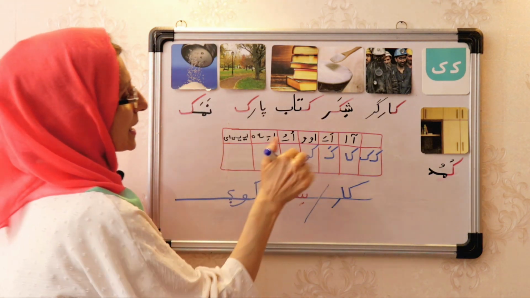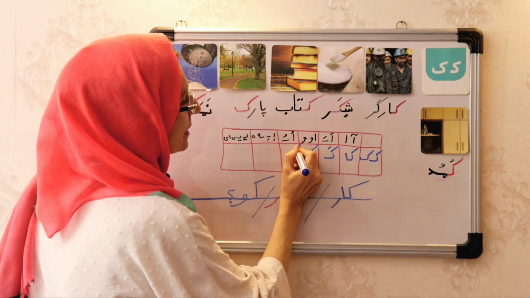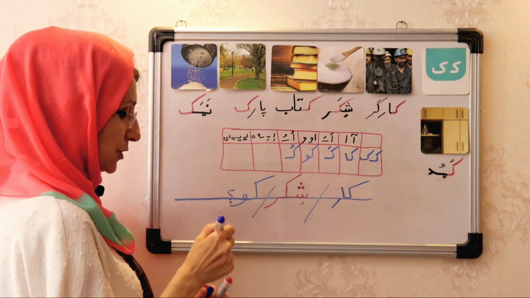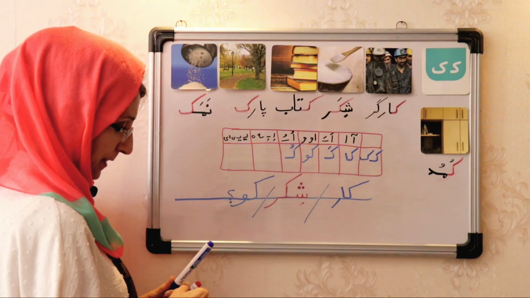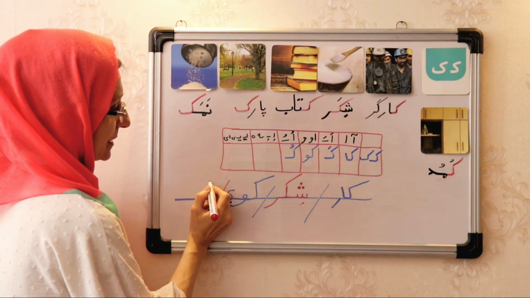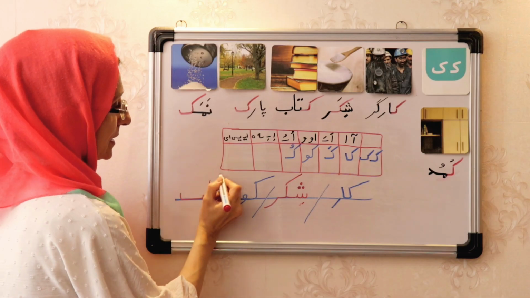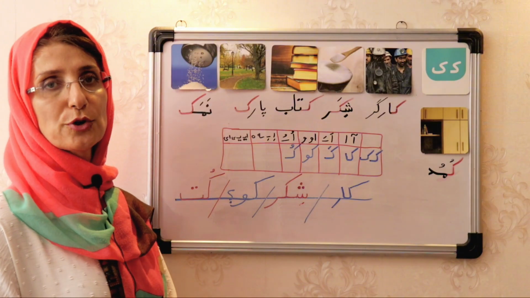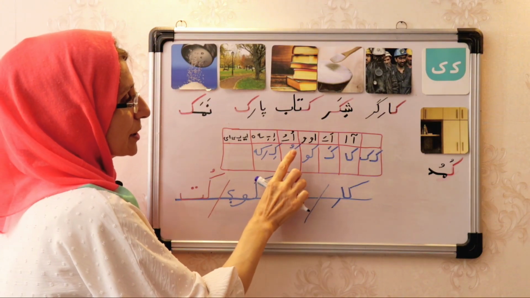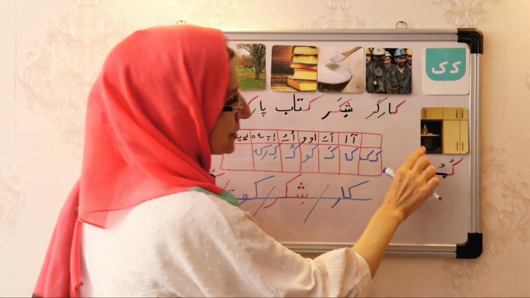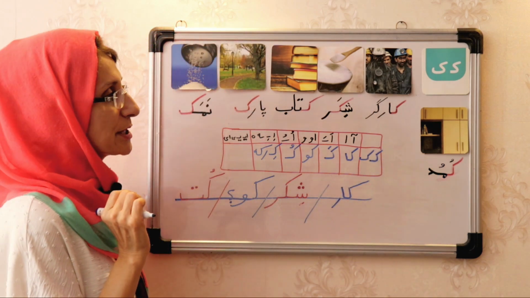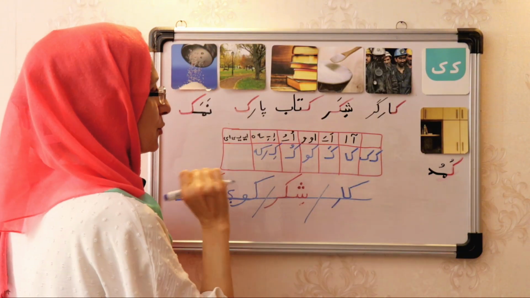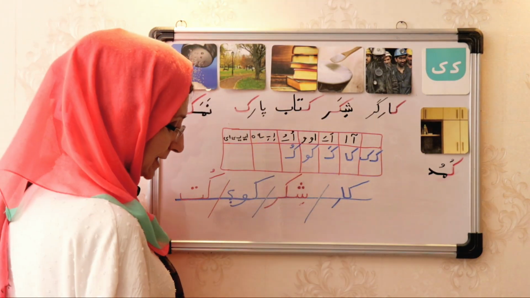K and O will be ko. Ko, like kot. Exactly a loan word, kot. By the way, ko, I have here commode. Wardrobe in Persian is commode. Commode and kot.